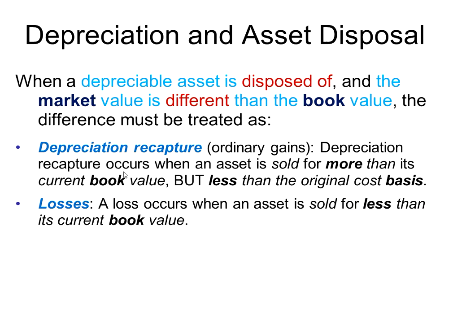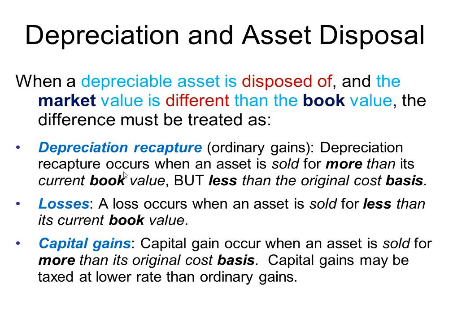Or we can treat this as a loss, and that happens when an asset is sold for less than its current book value. Or it could be a capital gain, which happens when the asset is sold for more than its original cost basis. And capital gains may be taxed at a lower rate than ordinary gains.